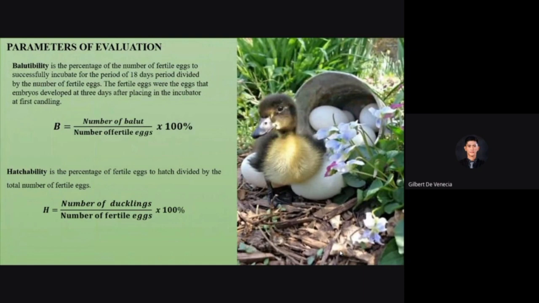To compute the balutability percentage, ito yung formula na gagamitin. B equals number of balut divided by number of fertile eggs times 100%.